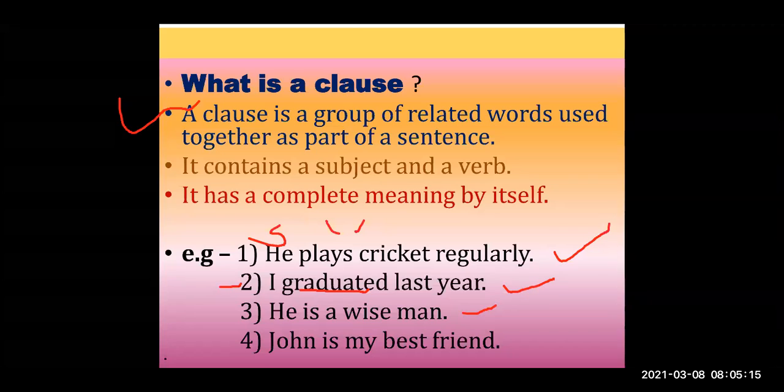Last example, John is my best friend. Now see, John is my best friend. A group of words is there. John is the subject, is is the verb. A subject plus verb combination is there, and the sentence has a complete meaning, that John is my best friend. So this is known as a clause.